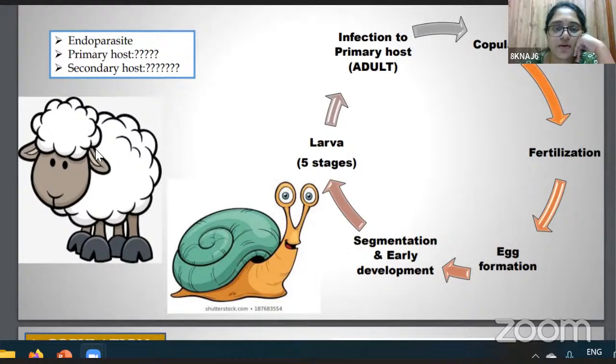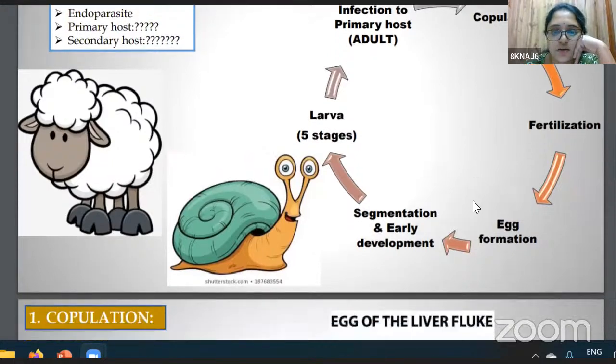Infection to the primary host, which is the adult. So copulation takes place, fertilization, egg formation, segmentation and early development, larval stages, wherein it is in the snail.